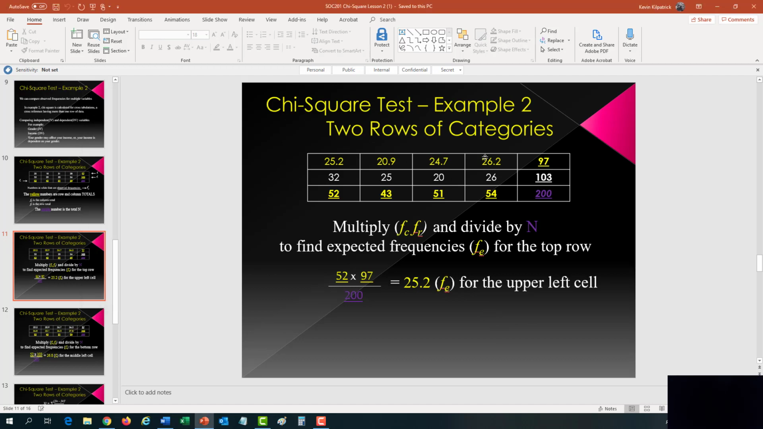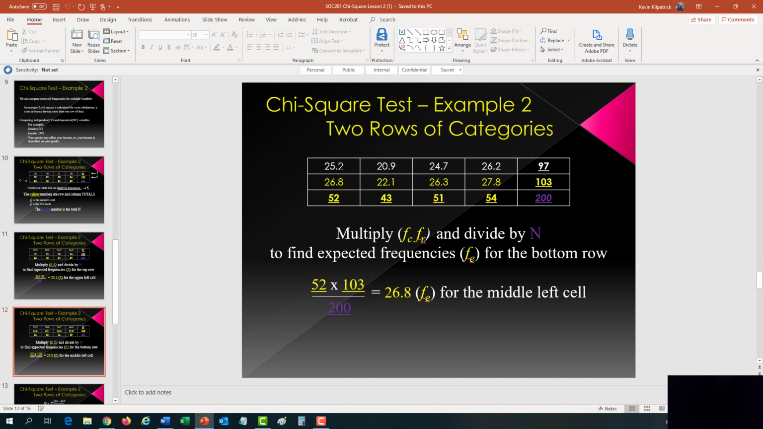Now, when I'm done with the top row, then I have to do the bottom row. Okay? Now here in the top, I have the expected frequencies that I've calculated for the top row, and I'm going to start with the bottom row. We're going to do exactly the same thing. Multiply the column total times the row total and divide by n. The difference here is that we're using the bottom row, so the row total is now going to be 103.